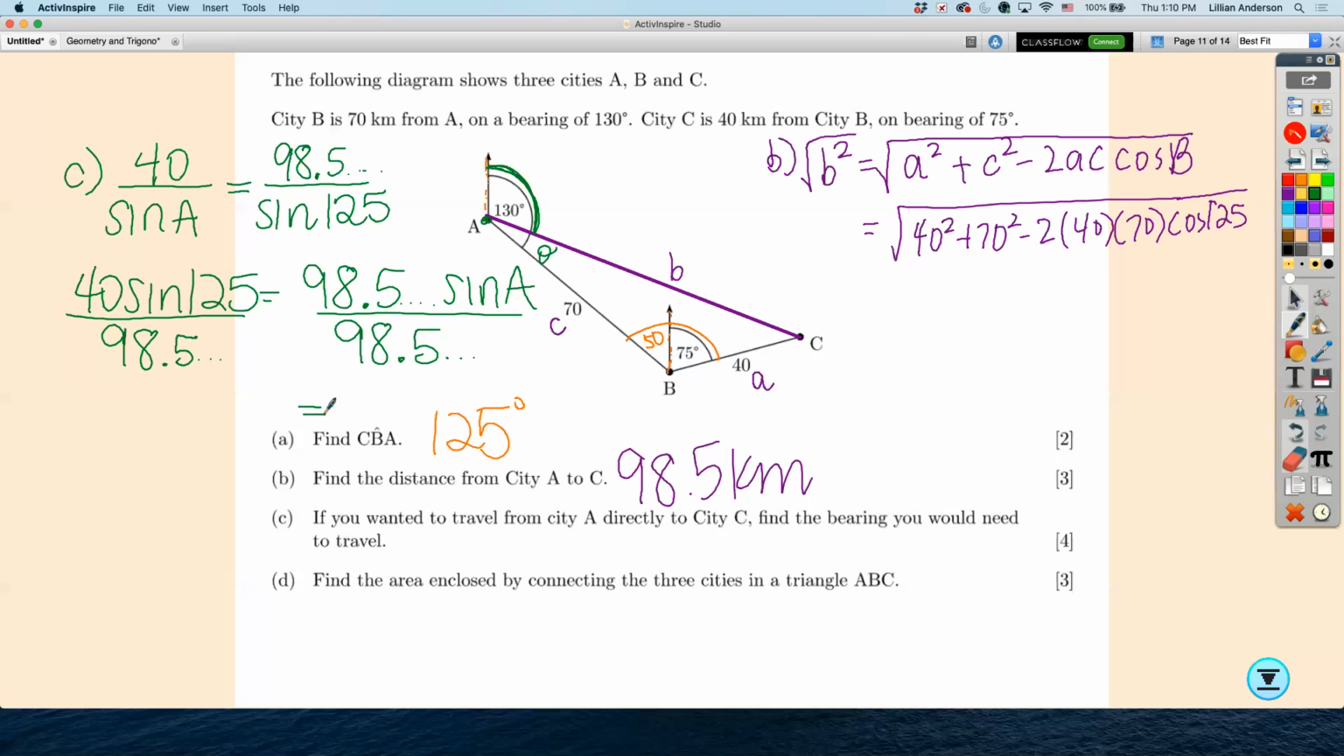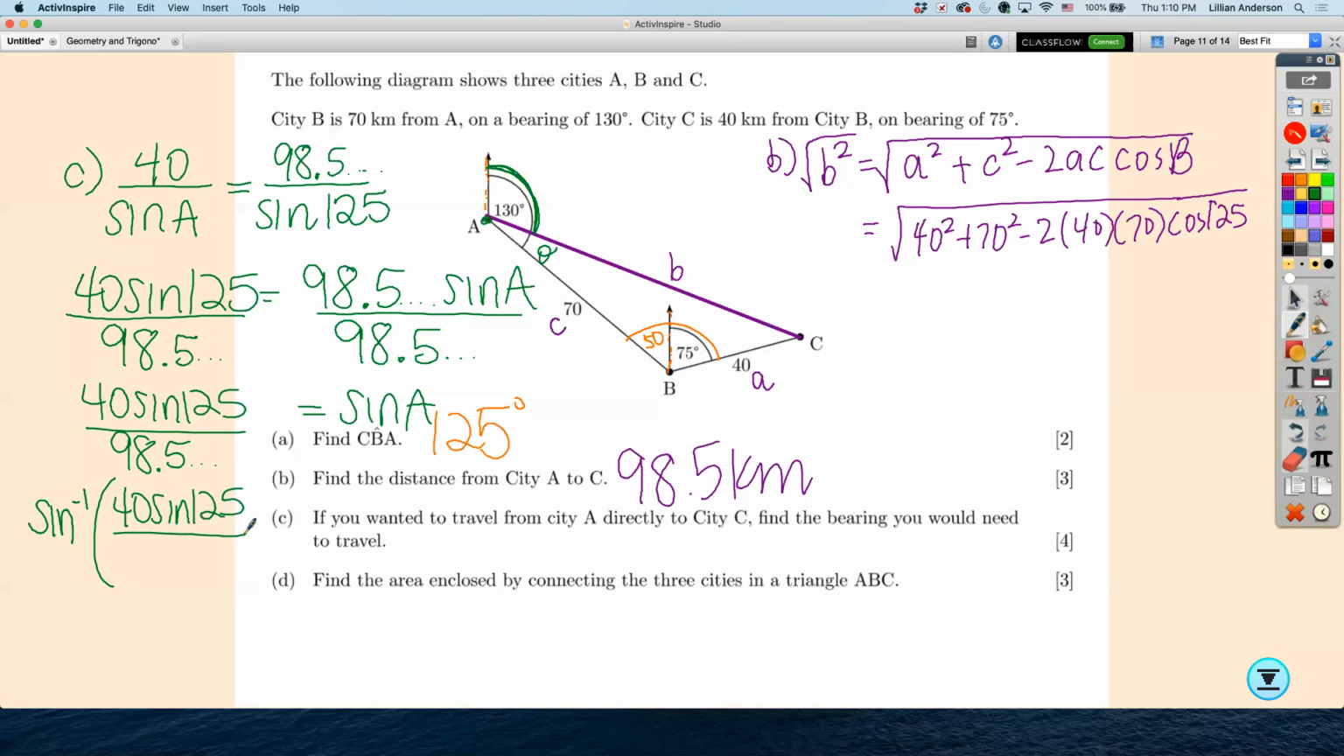How do I actually solve for A? You just do 40 sine of 125 divided by the whole number. Okay, so I'll have sine A is equal to this whole thing. I haven't solved for A yet. How do I actually solve for A? How do I get A by itself? There's no such thing as divided by sine. I've got to do the inverse. A is an angle, so I need to do the inverse. Anytime I'm looking for an angle, I do the inverse of that trig function.